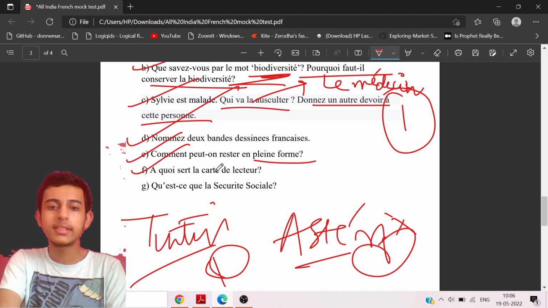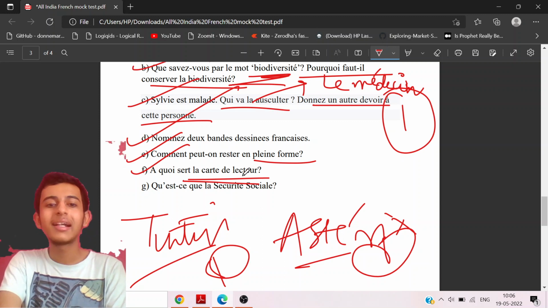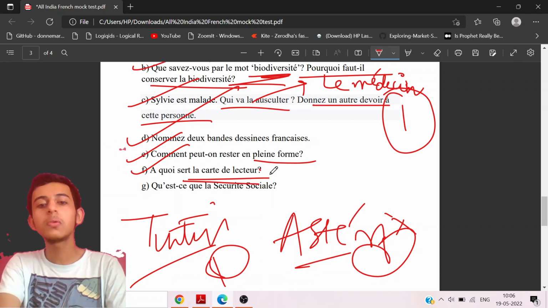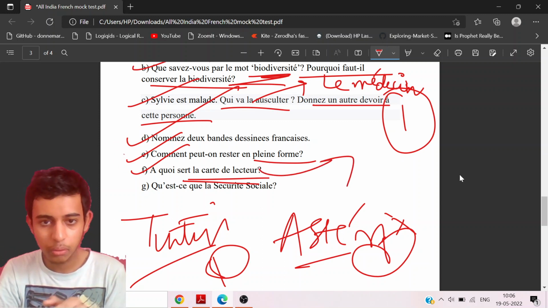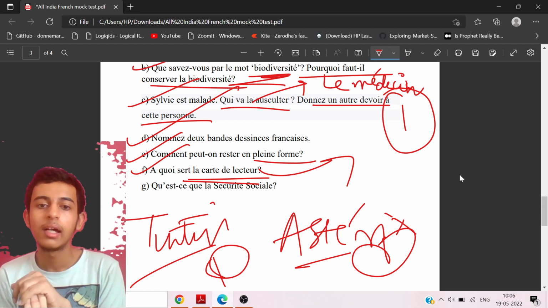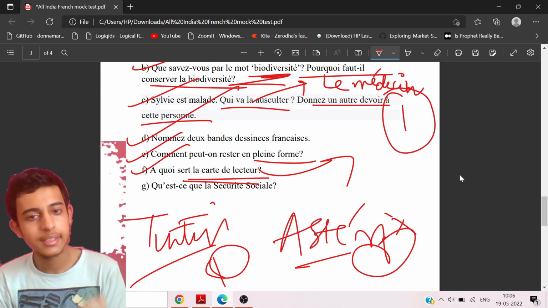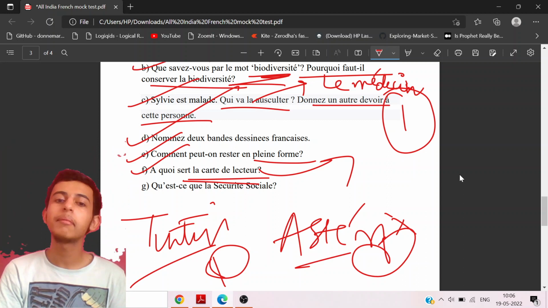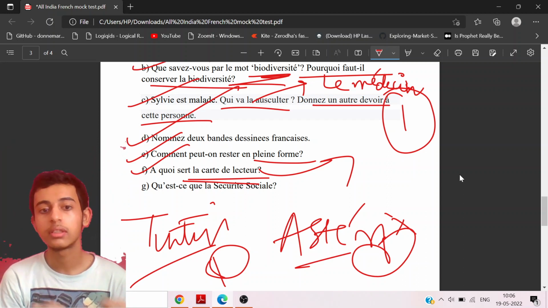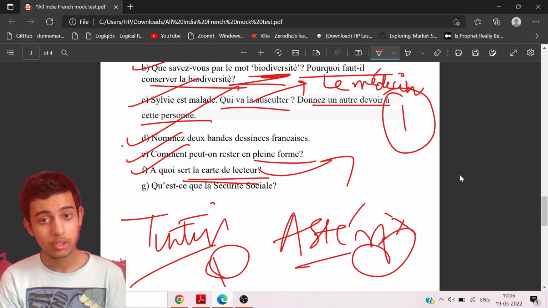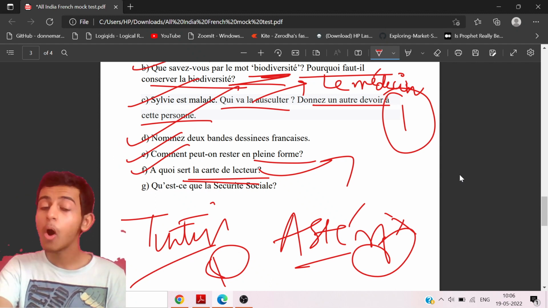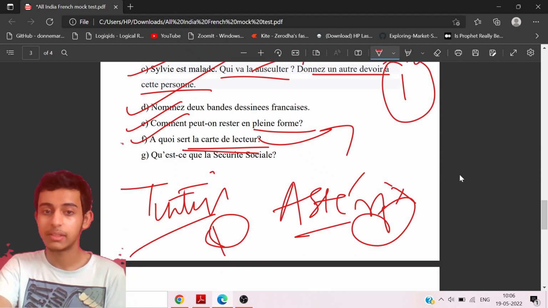À quoi sert la carte de lecteur? By the lecture card, what can we do? On peut emporter le roman, les livres d'images, les bandes dessinées, les CD, les DVD, de la poésie. So we can borrow these books, the novels, the picture books, the comics, the poetries, etc.